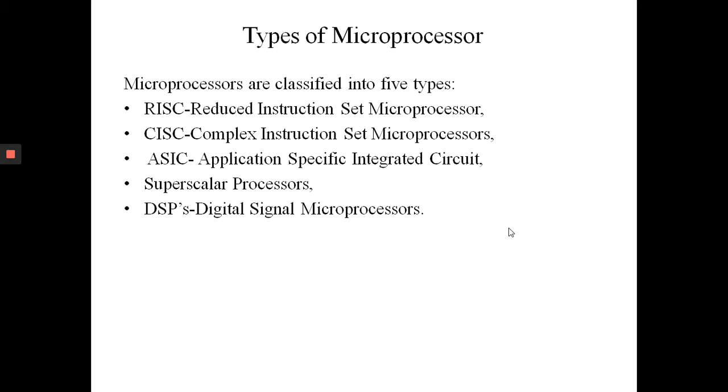Now, the types of microprocessors, or the classification of microprocessors on the basis of the architecture. They are classified into RISC, CISC, ASIC, superscalar, and DSP. RISC, reduced instruction set microprocessor; CISC, complex instruction set microprocessor; ASIC, application specific integrated circuit; superscalar processors; DSP, digital signal microprocessors. Now consider them one by one.